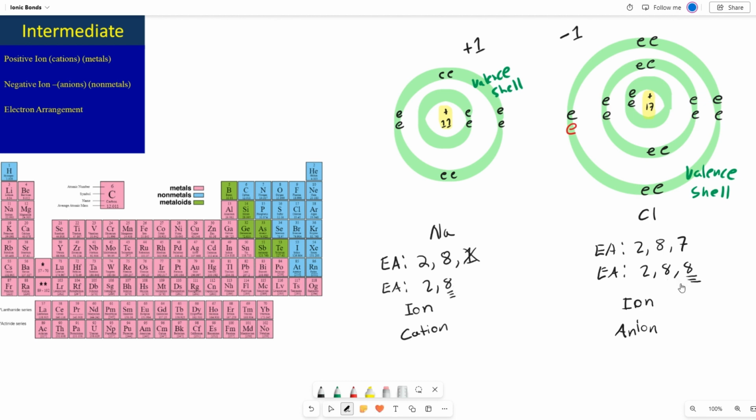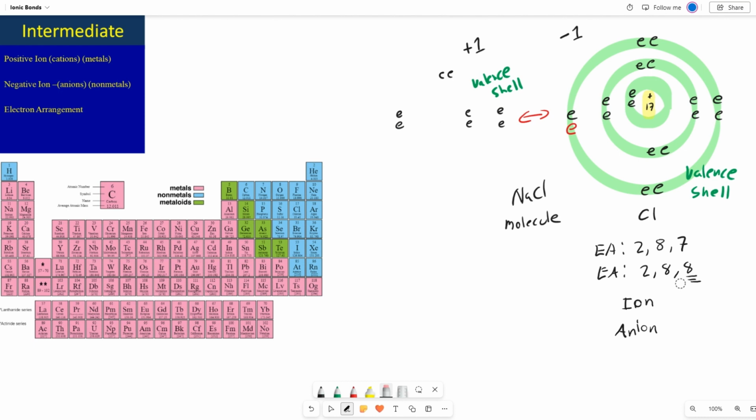What these two ions would then do is they would be attracted to each other because of the opposite charges. And you would have an NaCl molecule. And again, a molecule is when you have 2 or more atoms that are bonded together. So let's take a look at another example of 2 atoms on the periodic table, a metal and a nonmetal, that will undergo an ionic bond.